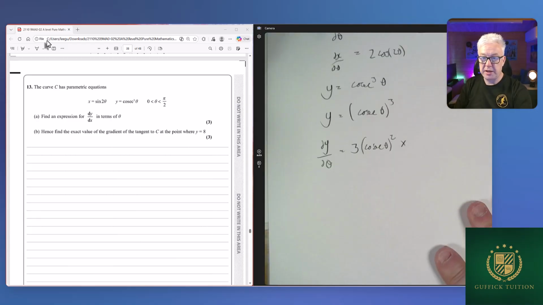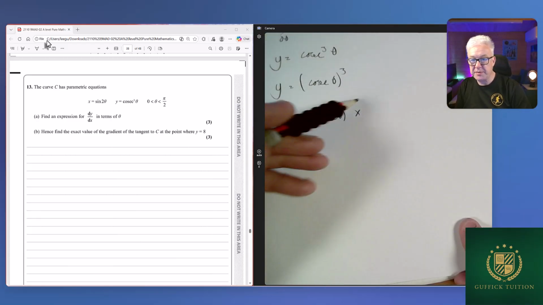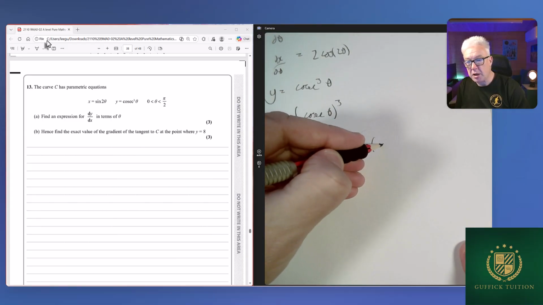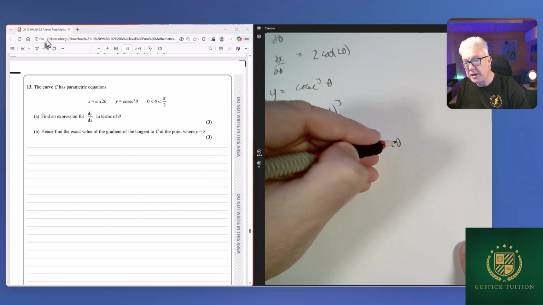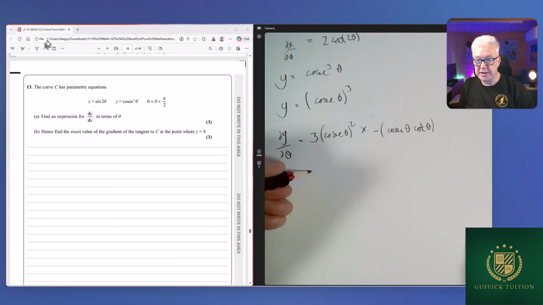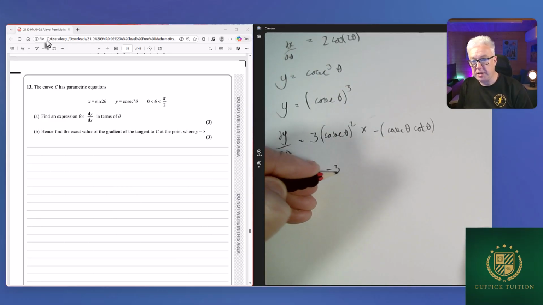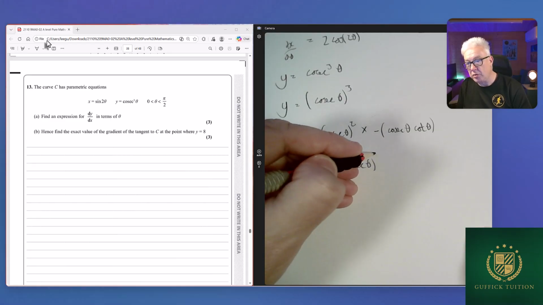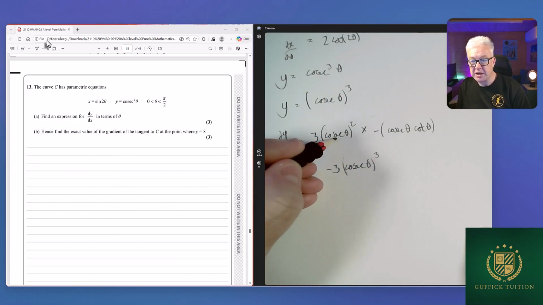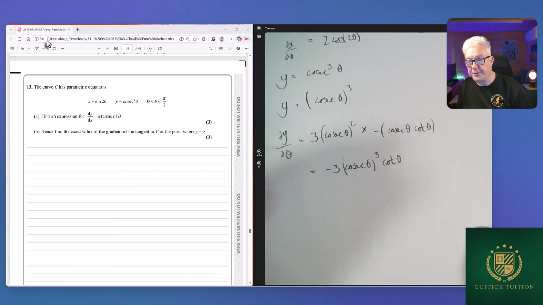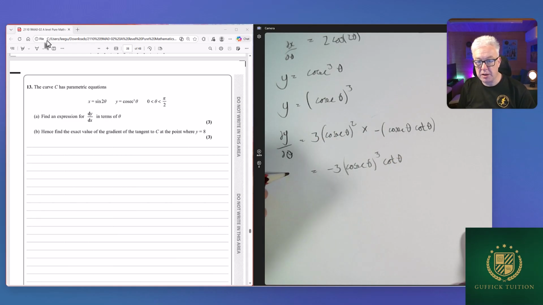So let's write that down. So times by, put this in brackets, minus cosec theta cot theta, like so. So we can bring that together now. So that goes to minus 3 cosec theta all cubed, because cosec squared times cosec, and then times by cot theta. So that's our expression for our dy by d theta.